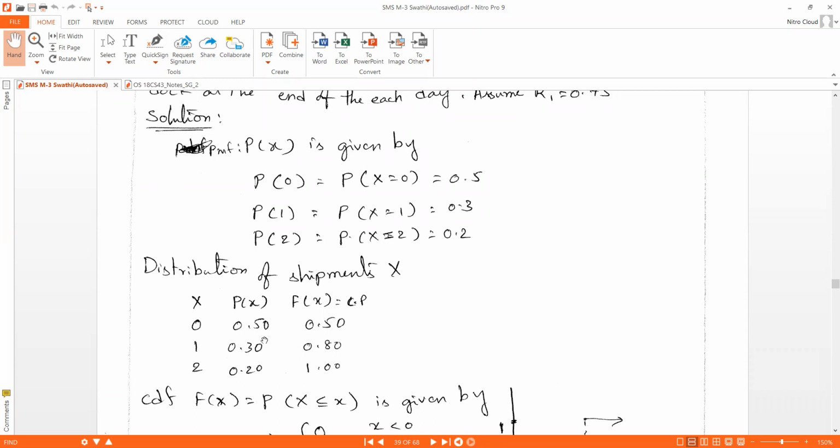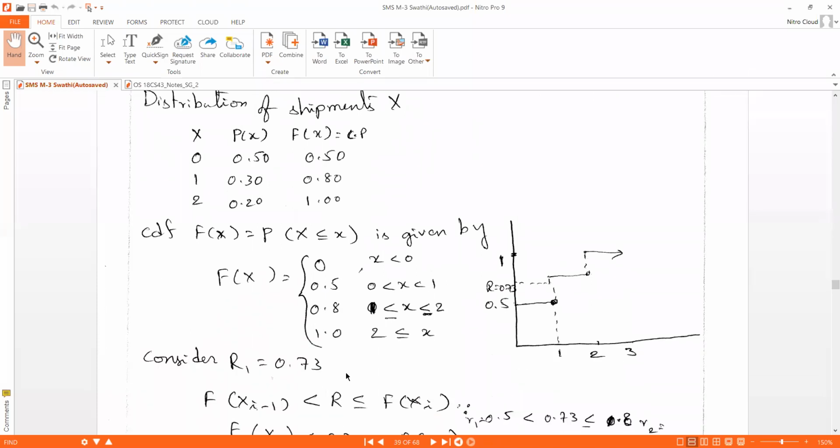For the next one, the cumulative probability is the sum of the previous cumulative probability and the present probability. The previous cumulative probability is 0.50 and the present probability is 0.30, so 0.50 plus 0.30 gives 0.80. For the next one, likewise, the previous cumulative probability 0.80 plus the present probability 0.20 gives 1.00.